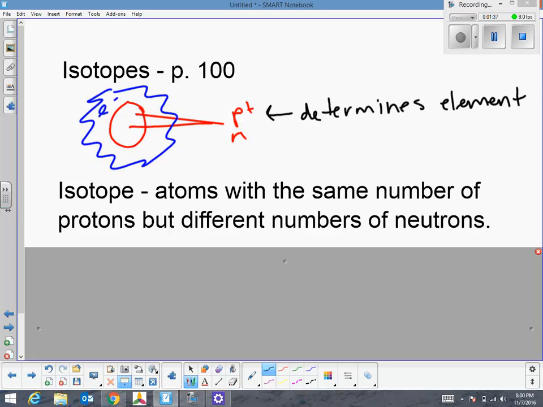But in nature, we can have the same element, but the atoms would be different. So what's going to vary? Well, the number of neutrons is going to vary. And we're going to take a look at that in an animation real quickly.